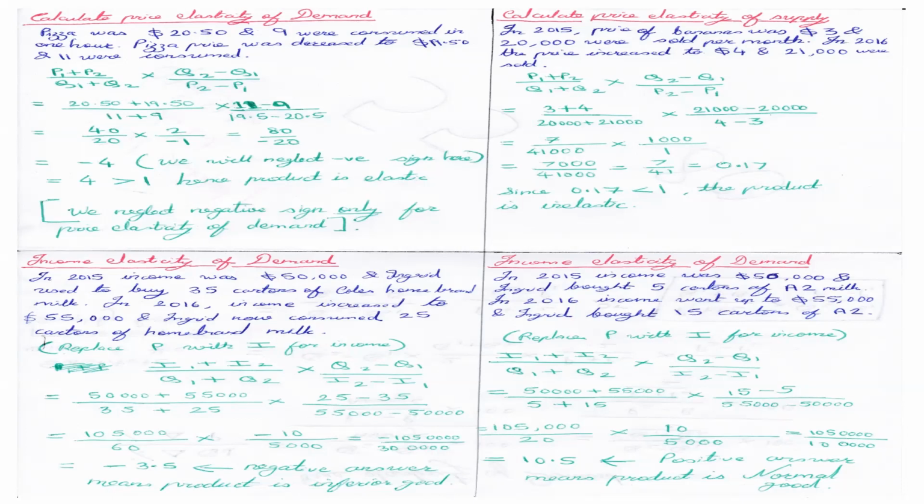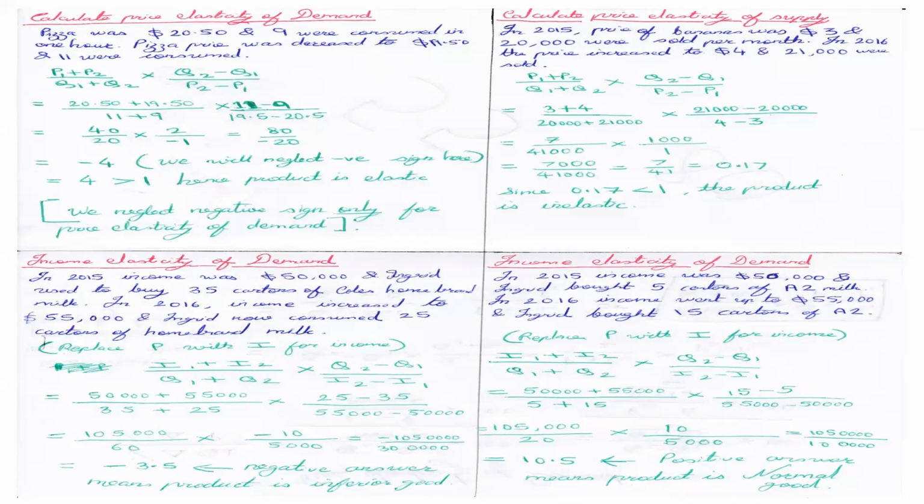So similarly, let's look at the second example here. Calculate the price elasticity of supply. So in this case, the price of bananas were $3 and 20,000 bananas were sold per month. Because we are talking of supply, we are talking about what was sold, not what was consumed. In 2016, the price increased to $4 and 21,000 bananas were sold. Calculate the price elasticity of supply. Once again, P represents price, Q represents quantity. Check the formula. Throw in the numbers, so P1, P2, all the prices, all the quantities. Have a look at the calculation one at a time in your free time. You can pause the video and have a look at it.